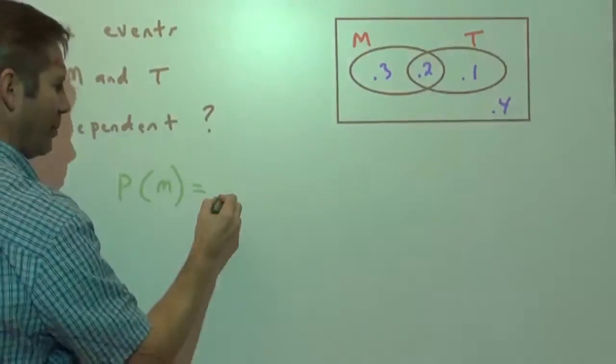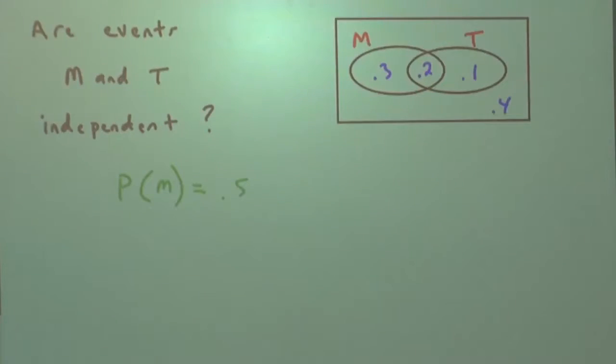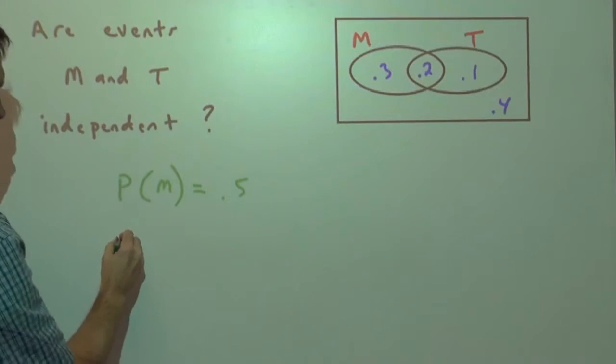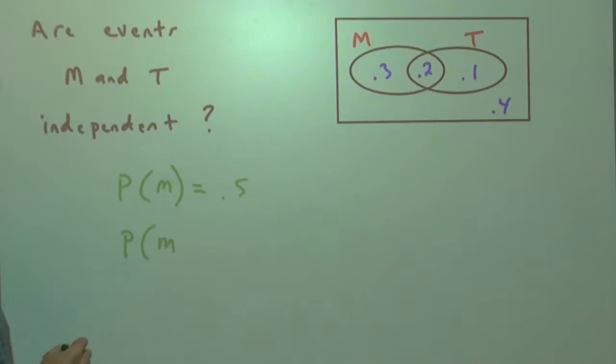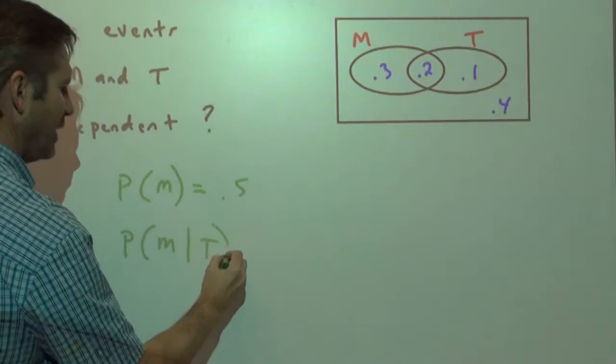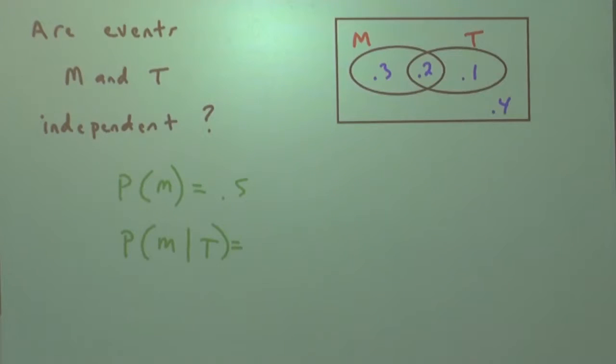M is made up of two regions, so that would be 0.5. If these events are independent, then it should be true that the probability of M, given that T has occurred, is still equal to 0.5.